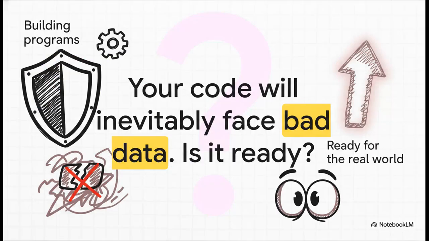And that really brings us to the final thought. Look, it's not a question of if your code is going to run into weird, unexpected, messy data. It's a question of when. Using these exception handling techniques isn't just a nice-to-have skill. It's absolutely essential for building programs that are reliable, resilient, and ready for whatever the real world throws at them. So the only question left is, is your code ready?